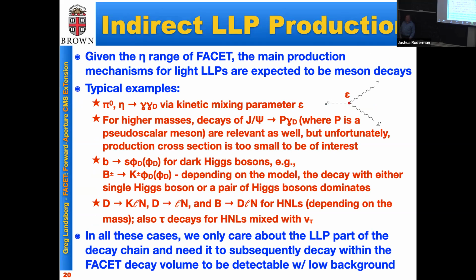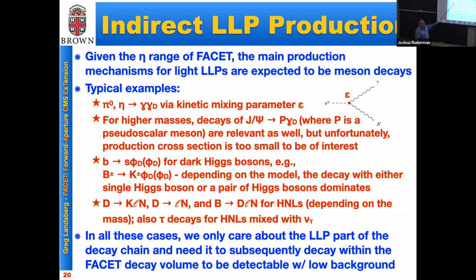So given the energy range of FACET, the main production mechanism for light LLPs, just like in Phaser, are various meson decays. For instance, pi 0 and eta could decay into a photon and a dark photon by kinetic mixing, and that's how we produce a large flux of dark photons in the forward region. We could also look for heavier decays.